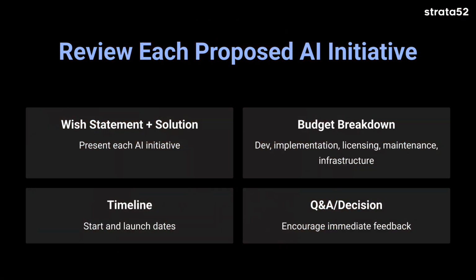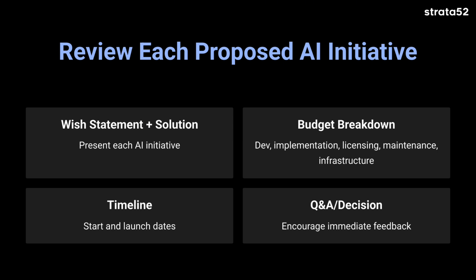Once you finish the high-level aspect of things, and you can follow along in the actual presentation document that I provide that you can download, you want to start digging into each of the proposed solutions, and each of the proposed solutions will follow the same format. First, you want to walk through each wish statement that corresponds with that AI solution. And for each, you want to review the budget breakdown. You want to review how the development, the implementation, the licensing, the maintenance, and the infrastructure costs add up for each AI tool. You also want to explain at a high level the features and the benefits of the AI tool that you've identified.